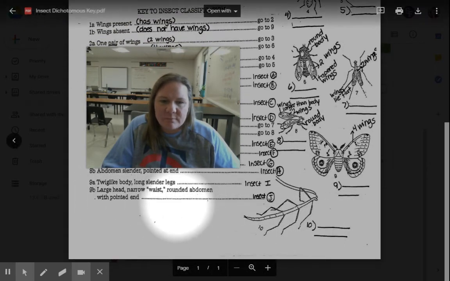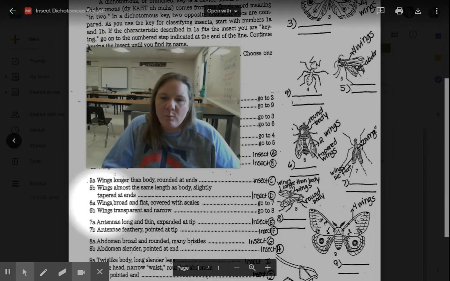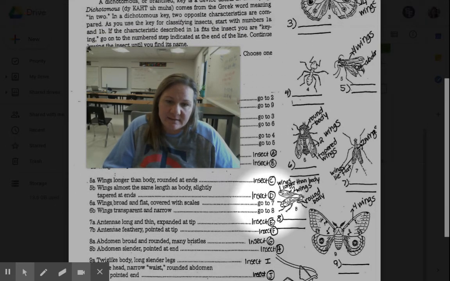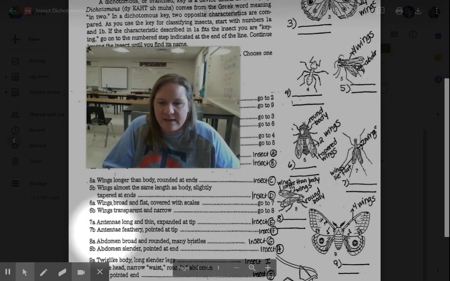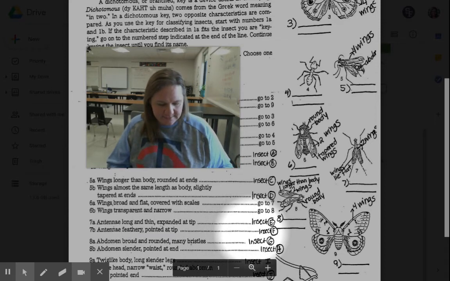All right. So for number 9, we start off again, wings are present. So we go to 2 pairs of wings. So we go to number 6. Wings are broad and flat, covered with scales. That's our butterflies and moths. So we go to 7. And this one, the antennae are feathery and pointed at the tip. So number 9, our moth, is insect F.